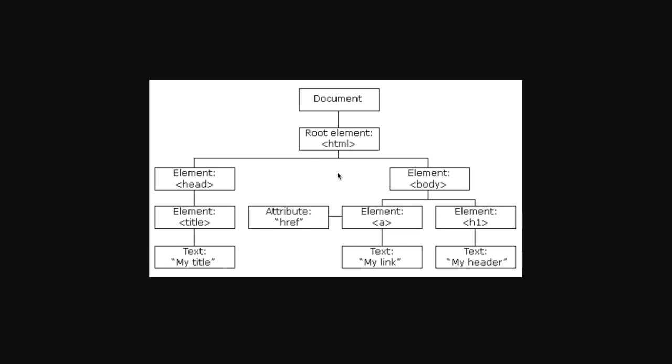Also, siblings are nodes with the same parent. So the head element is a sibling of the body element. And this A element is a sibling of the H1 element. And both these elements have the body element as their parent element.